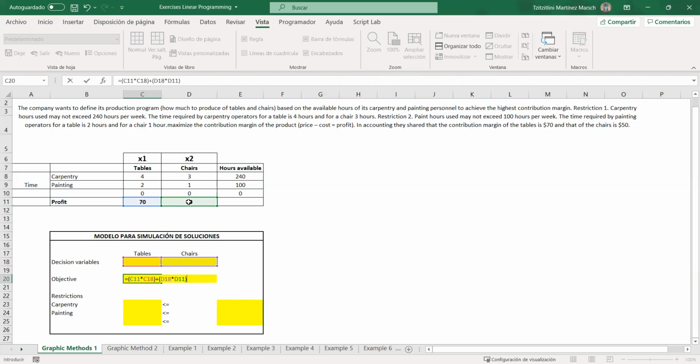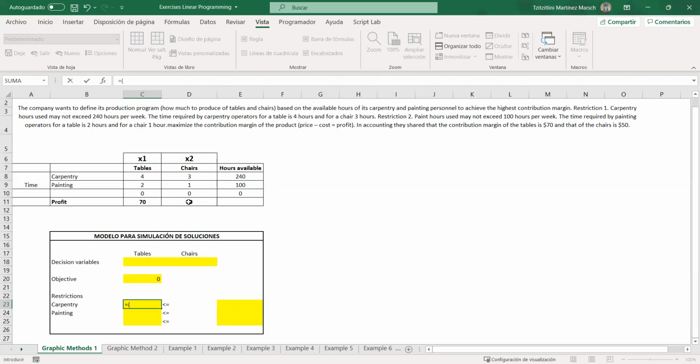Okay, so that's what we have, and that's going to be our formula for our objective. That's going to be our mathematical equation. Then we have certain restrictions, and the first restriction is going to be the carpentry. So we're going to go into carpentry, and our restriction is it cannot exceed 240.